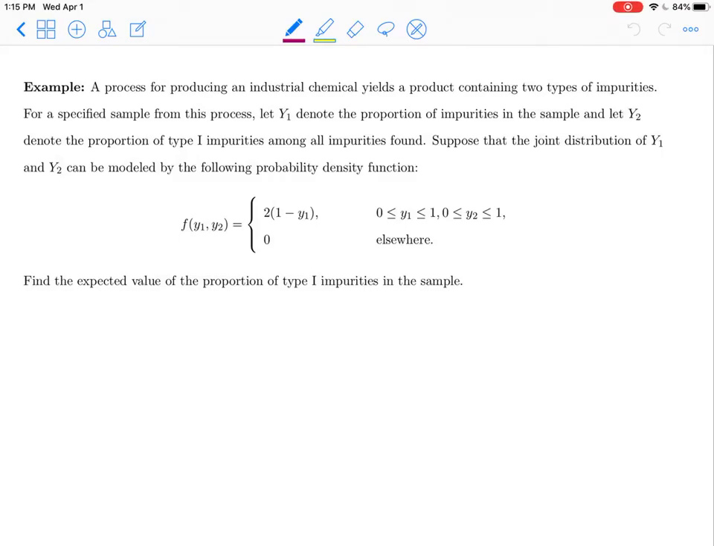Let's take a look at one more example where we are going to find some expected values. A process for producing an industrial chemical yields a product containing two types of impurities.